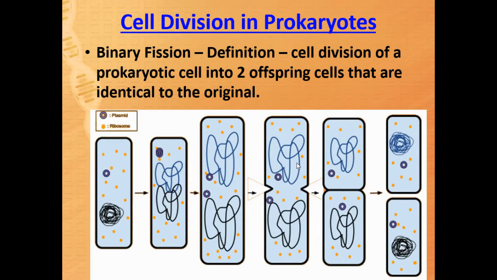We call this division binary fission, and it's when a cell is going to basically split right in half, and the new cells are going to be identical to the parent cell. So here's my cell. You can see all these little yellowish orange dots are going to be ribosomes. It has a plasmid in there, and then its DNA. So the DNA is separate from the plasmid.